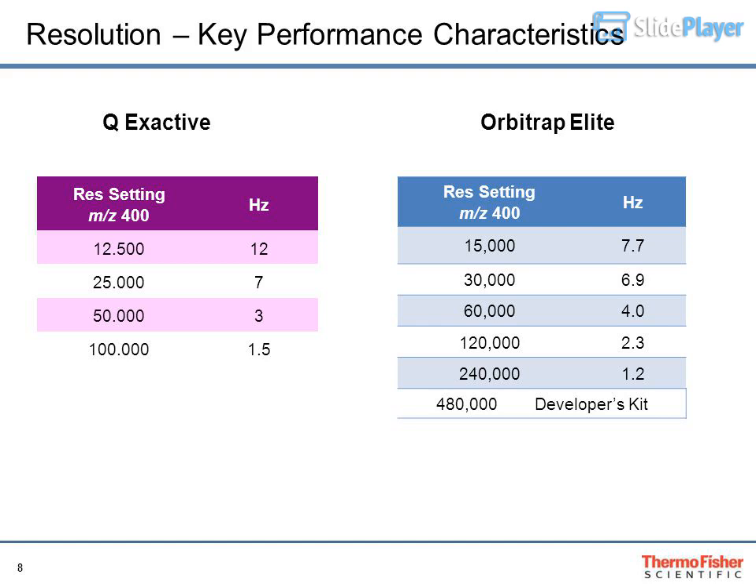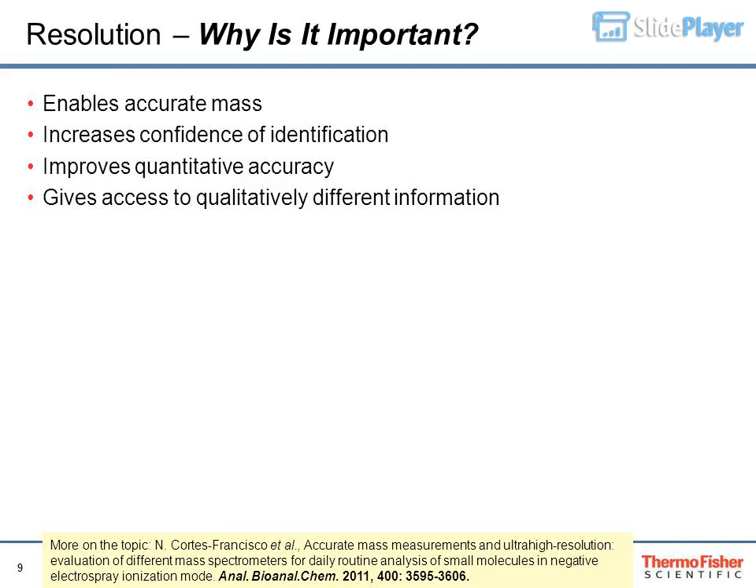Resolution setting at m/z 400, in Hz: 15,000, 7.7; 30,000, 6.9; 60,000, 4.0; 120,000, 2.3; 240,000, 1.2; 480,000. Resolution. Why is it important?